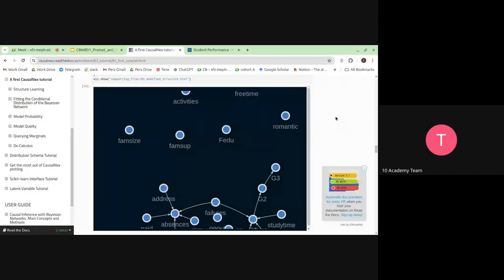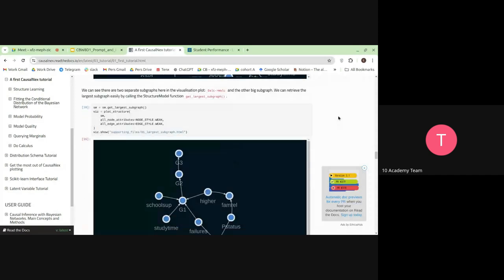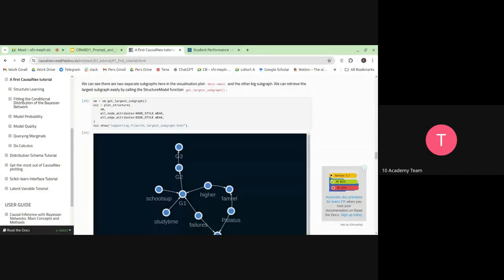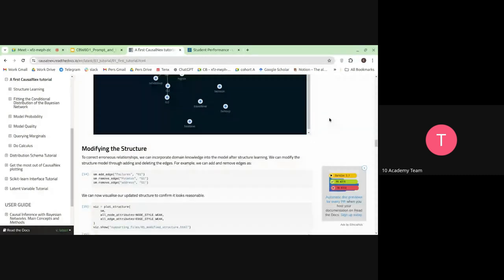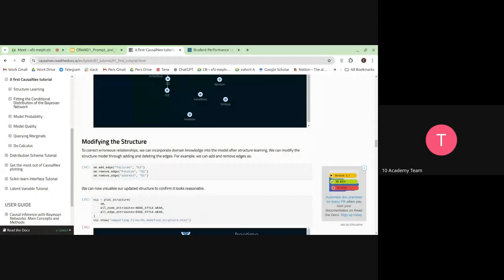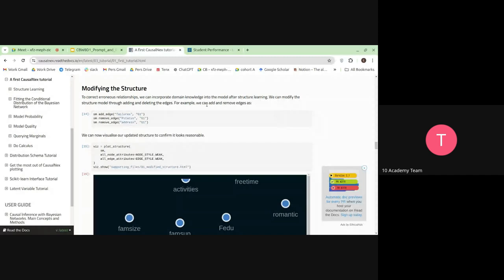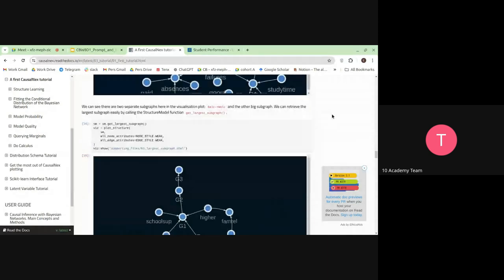So this part here is about independent structure, where you can add or remove edges from your graph based on your domain knowledge or common sense, let's say. Here, you can explore the structure, of course.